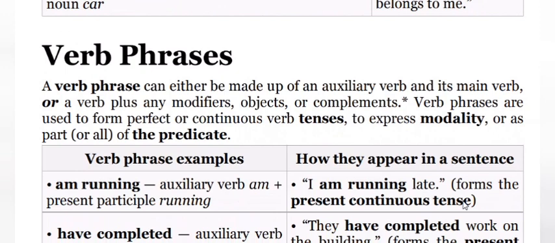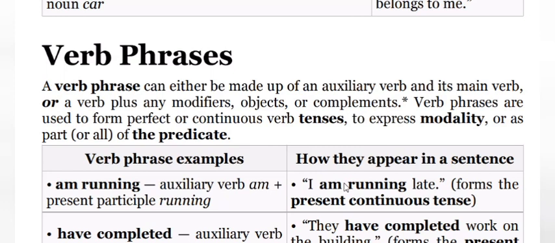Verb phrases. A verb phrase can either be made up of an auxiliary verb and its main verb, or a verb plus any modifiers, objects, or complements. Verb phrases are used to form perfect or continuous verb tenses, to express modality, or as part or all of the predicate. Now, verb phrase examples. Am running. Auxiliary verb am plus present participle running.